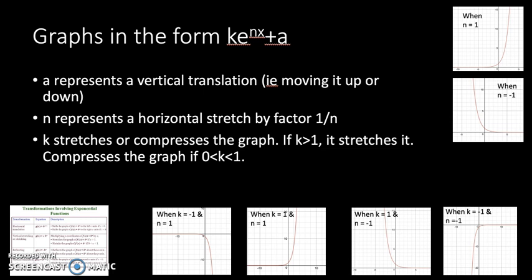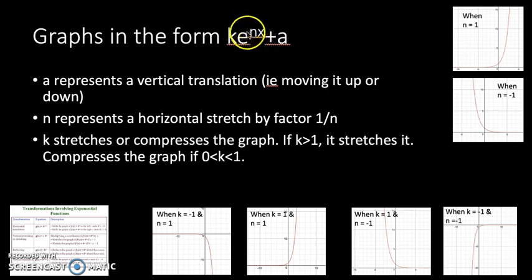Also need to know graphs in the form of k times e to the power of nx plus a, where k, n, and a are all integers. So I put these graphs down the side to help you visualize which one does what, but I'll explain as well. So a, the plus a we have at the back here, represents a vertical translation. So that's if it's moved up or down or not.